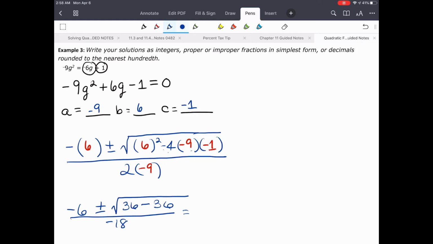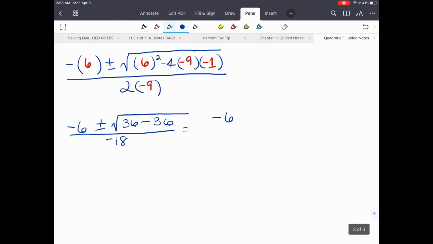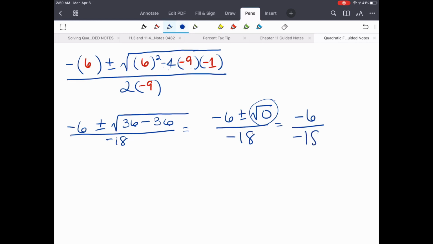Keep going here. I've got negative 6 plus or minus the square root of 0 all over negative 18. And keep going here, the square root of 0 is just 0, and there's no such thing as positive or negative 0. 0 is just 0, so I've got negative 6 over negative 18. And then I'm not even going to put that in my calculator. That can just kind of work itself out. 6 over 18, that just turns into positive 6 over positive 18, which reduces to 1/3. This quadratic only had one solution.